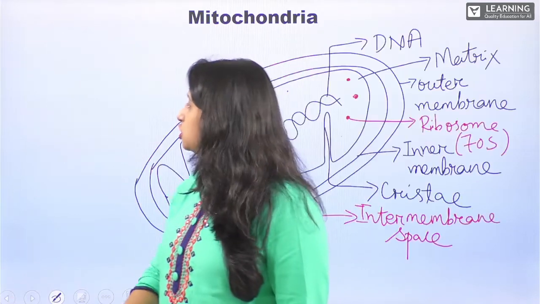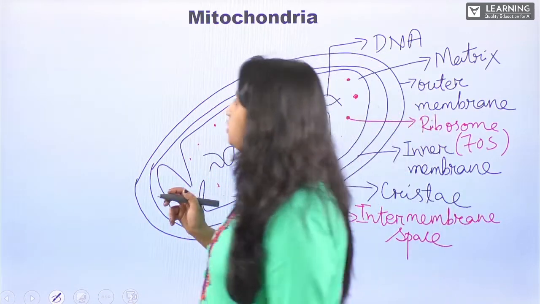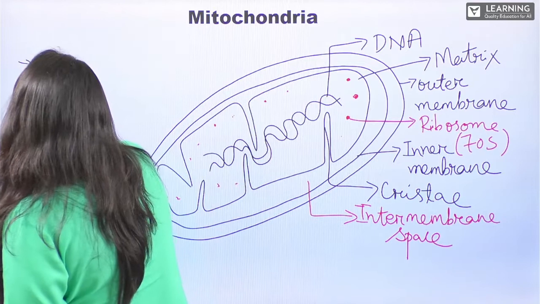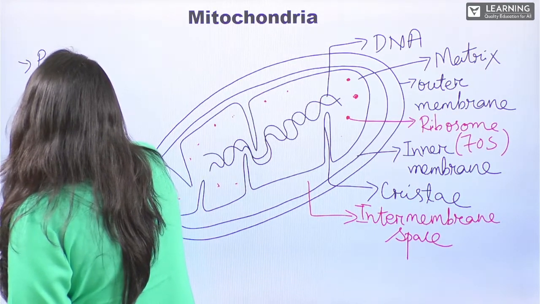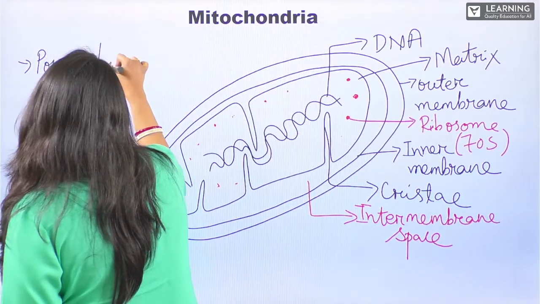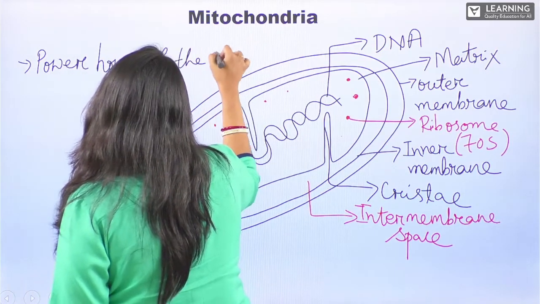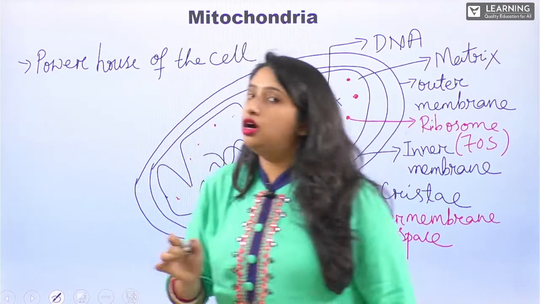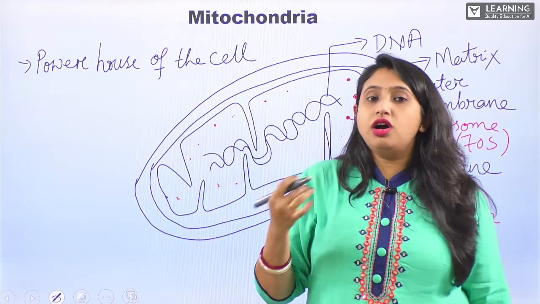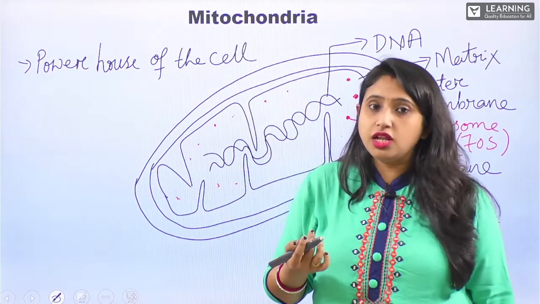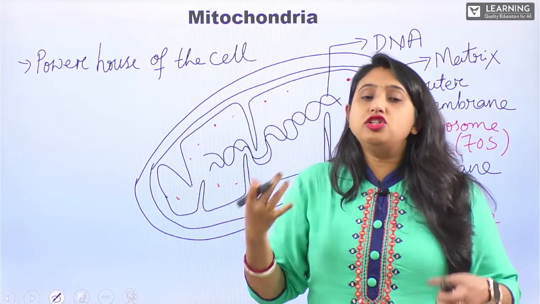So, what is the function of the mitochondria? It is the powerhouse of the cell. Now, why is it called the powerhouse of the cell? Because it provides energy to the cell.